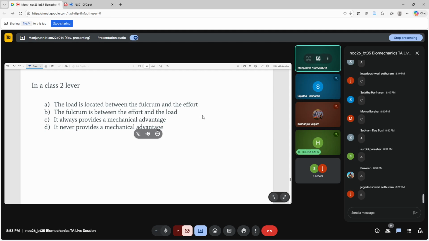So option A, the load is located between the fulcrum and the effort. Option B, the fulcrum is between the effort and load. Option C, it always provides a mechanical advantage. Option D, it never provides a mechanical advantage.